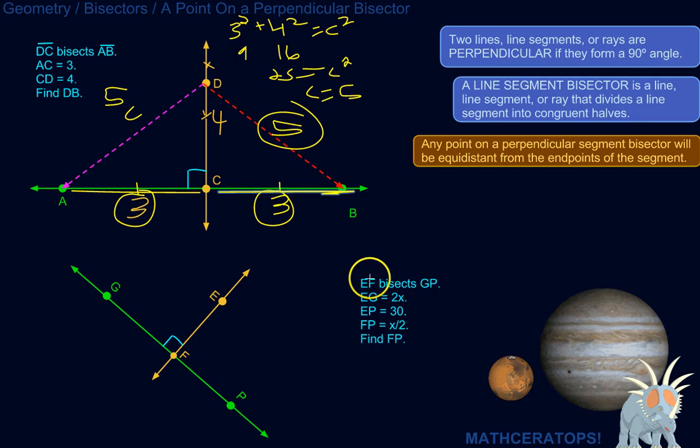Okay, so EF, I should indicate that these are line segments. EF bisects GP. So this line segment EF bisects GP, and we know that this is saying that there's a 90-degree angle, so it's a perpendicular bisector. I'll also add this information that EF is perpendicular to GP. So this theorem will apply.